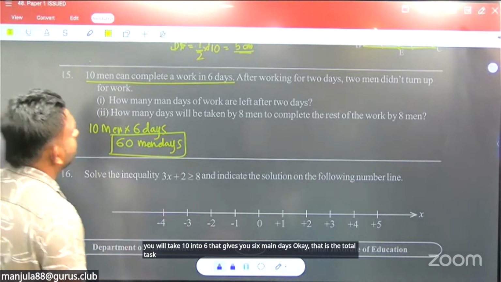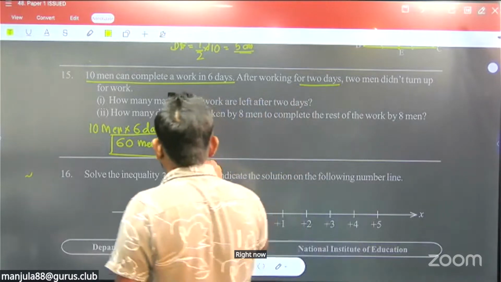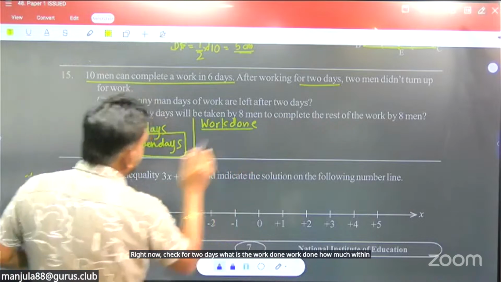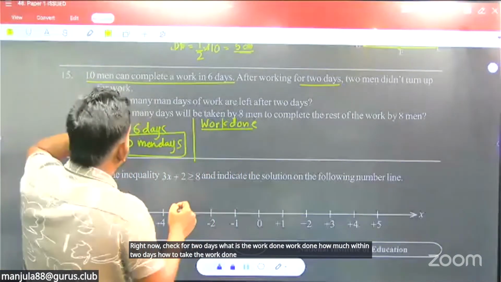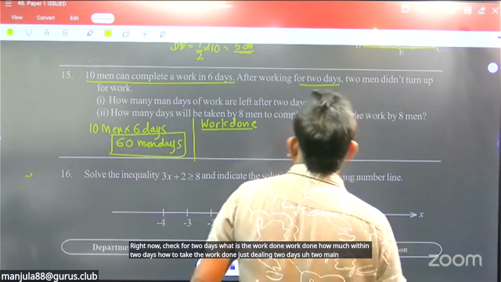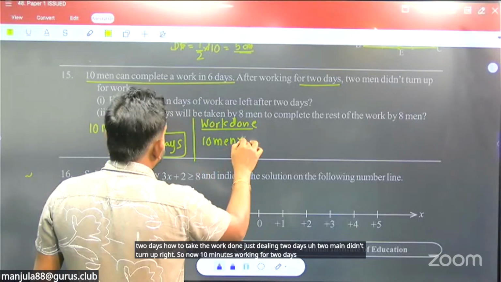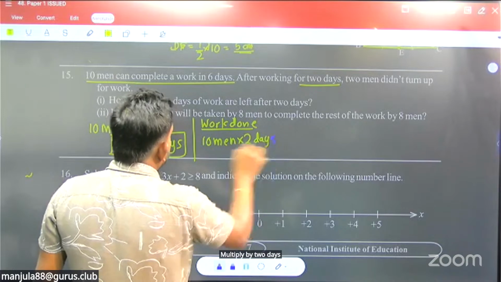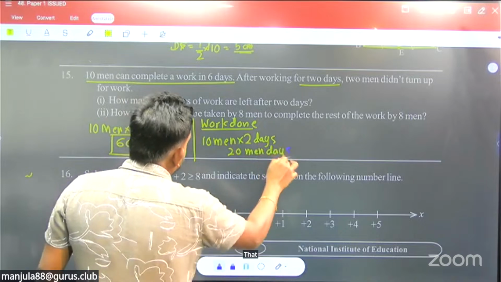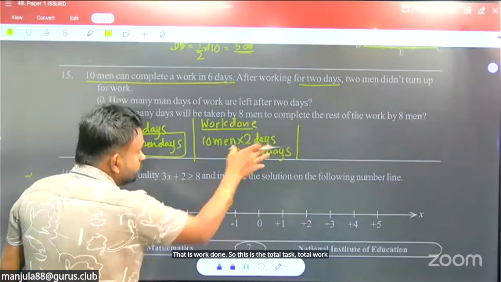Okay, then after working for 2 days, right now check what is the work done within 2 days. How to take the work done? The 2 men didn't turn up, right? So now 10 men worked for 2 days, multiply by 2 days. Then what is the answer? 10 into 2 is 20 man days done. That is the work done. So this is the total work, and this is the work done within 2 days.